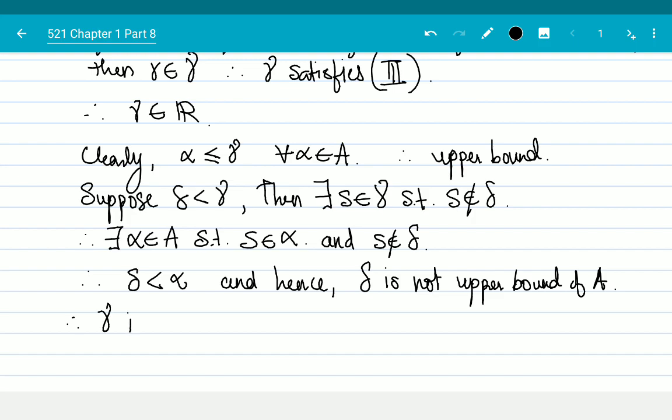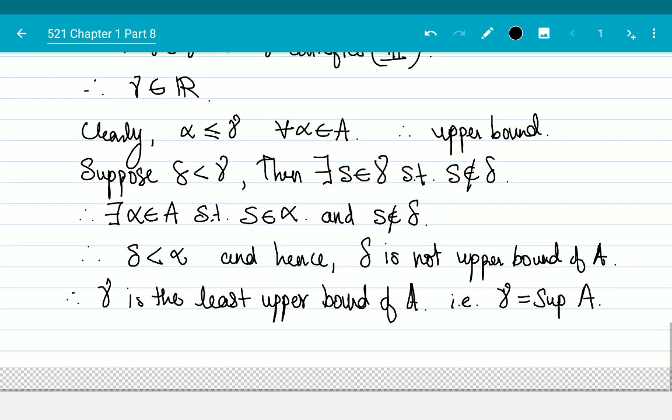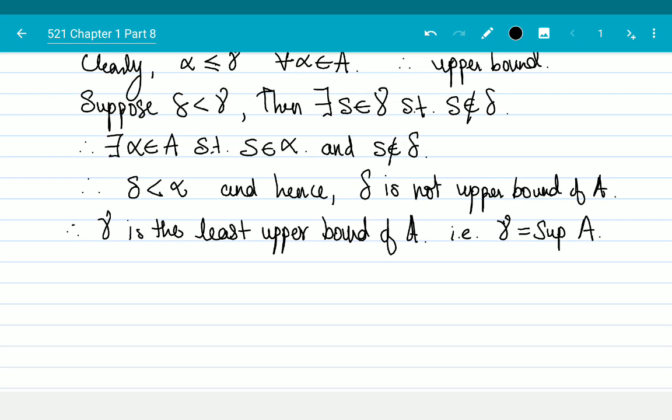Therefore, gamma is the least upper bound of A, i.e. gamma is equal to the supremum of A. Okay? And that proves that my set R has the least upper bound property. Great, we have the defining condition of what we will call the real numbers. Step 4.